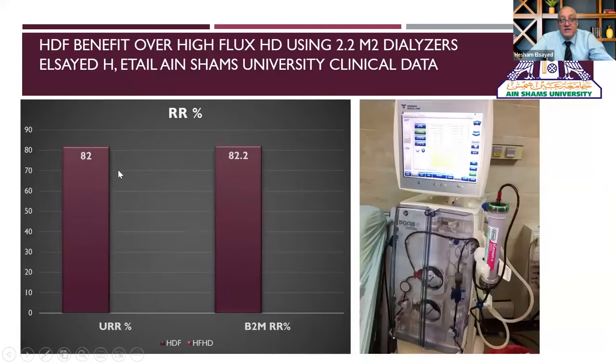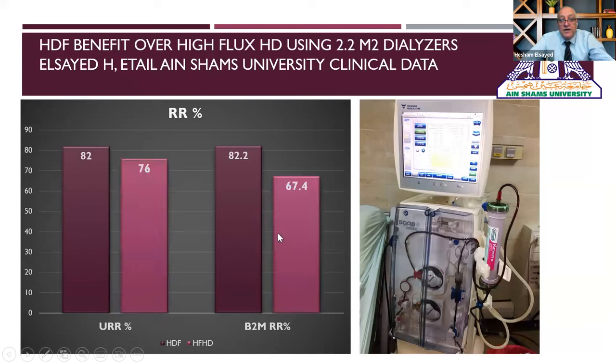We have demonstrated a reduction ratio for adequacy, not only of urea, but also of beta-2 microglobulin. We can achieve a beta-2 microglobulin reduction of around 80% in patients on hemodiafiltration. It's around 67% in high-flux dialysis. So we can get a benefit of around 20% or more, 25%, when using hemodiafiltration compared with high-flux dialysis.